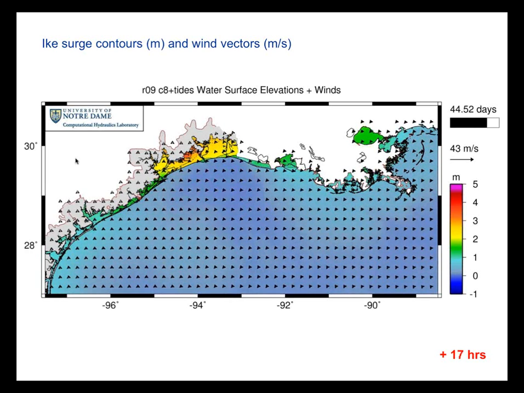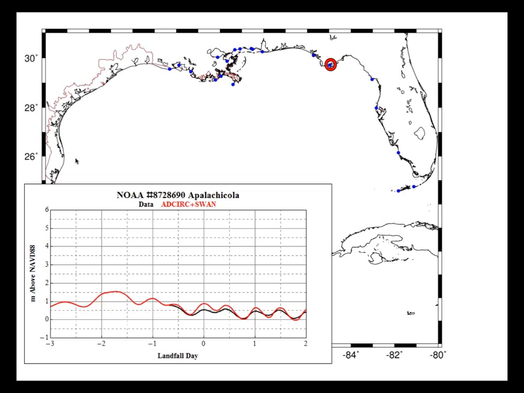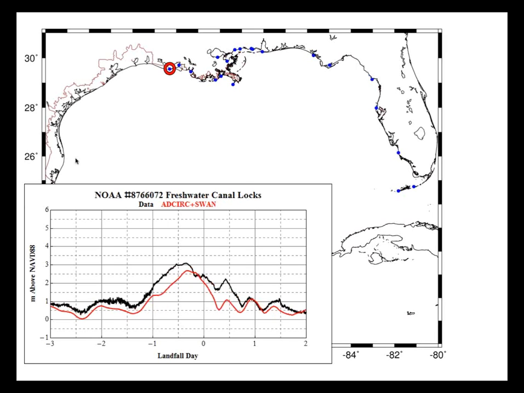And this shows the recession of the surge. So just comparing again measurements to data. These are hydrographs. Black is data, red is our model. As we move around the Gulf, we do a pretty good job of matching the surge, especially the maximum surge, at many locations. See, sometimes the measurements are kind of noisy. Sometimes you don't have a measurement for a while.